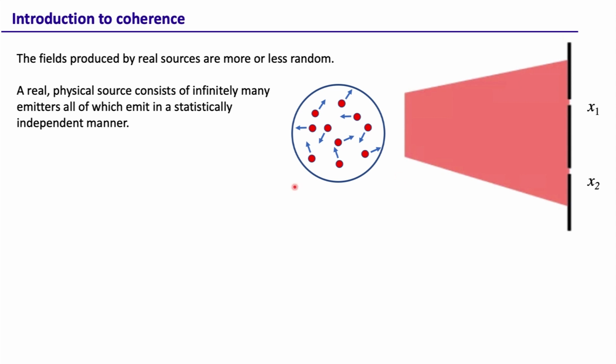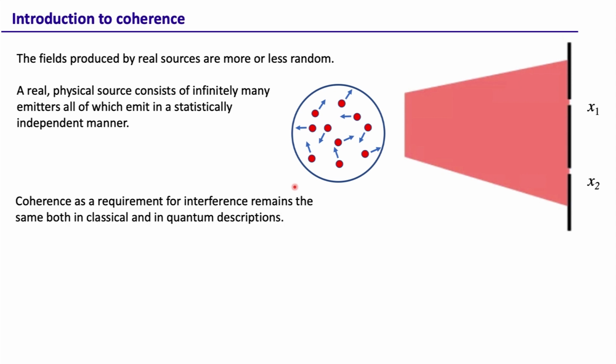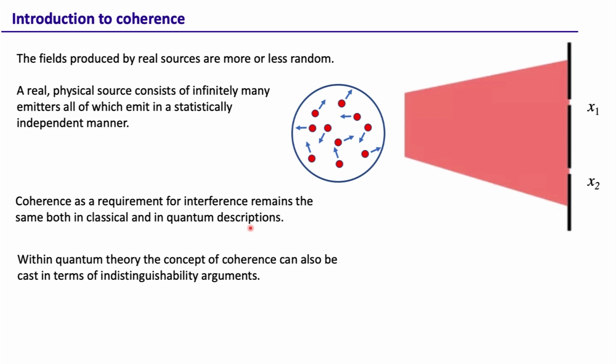Okay, so that's the intuitive understanding of why we even have partial coherence. Now, bringing together both classical and quantum descriptions, coherence as a requirement for interference actually remains the same in both. We will see that in detail, but here I'm just putting everything together. Within quantum theory, the concept of coherence can also be cast in terms of indistinguishability arguments.